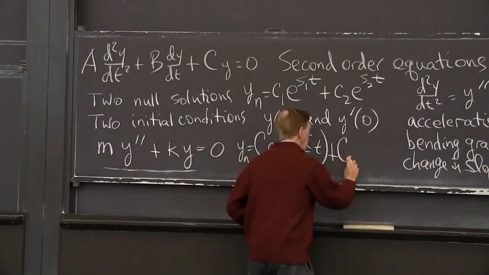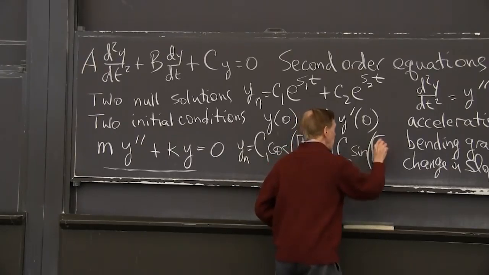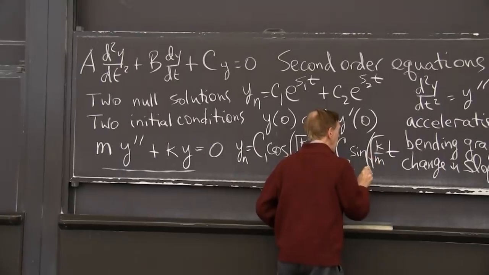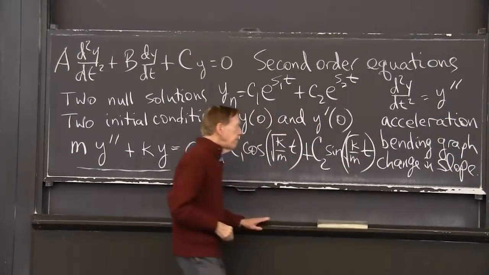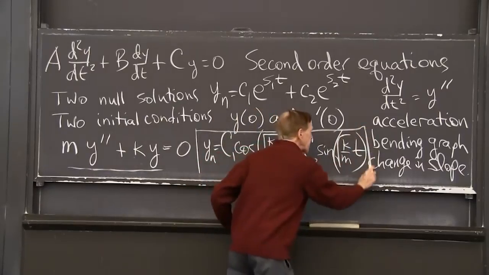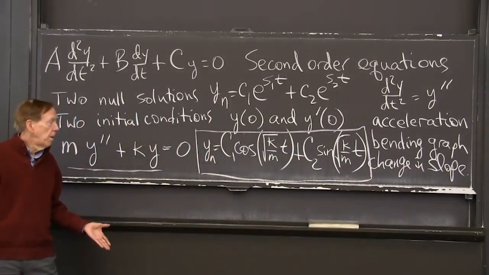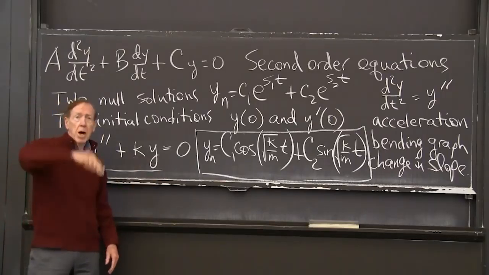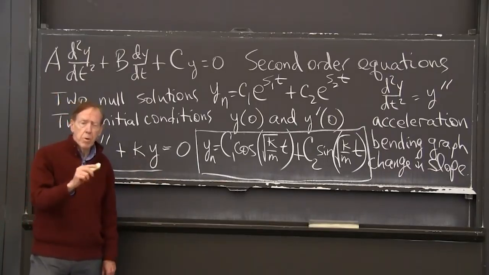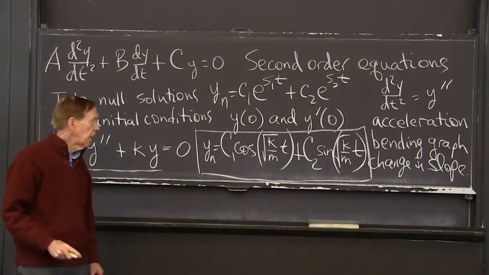And the other solution is just like it. It's the sine of this square root of k over m t. That's worth putting a box around. That's what I mean by free harmonic motion. Something is just oscillating. In rotation problems, something is just going around a circle at a constant speed.